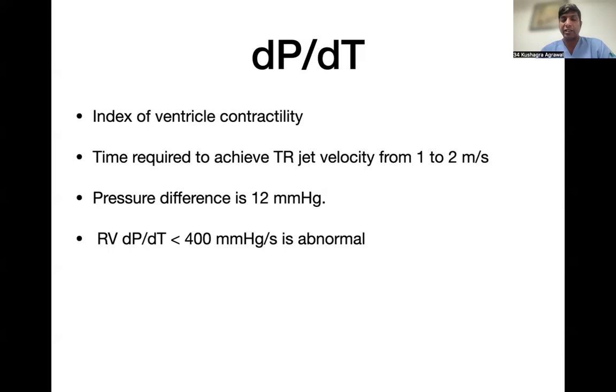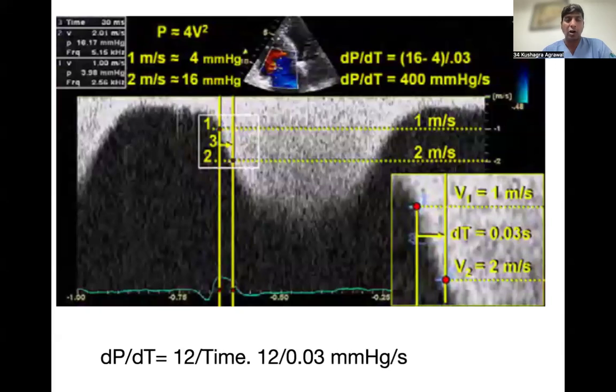But if this myocardium is not generating adequate pressure, it requires higher time to generate the pressure, meaning contractility is poor. So how can we measure this? In the previous image where we have placed the color Doppler through the tricuspid valve, in this scale we measure this time, and again a cursor is placed when this velocity is around 2 meter per second. So this is 1 meter per second velocity, and this is 2 meter per second.